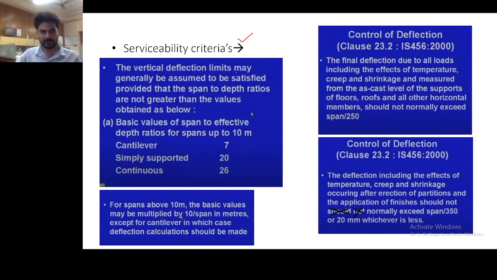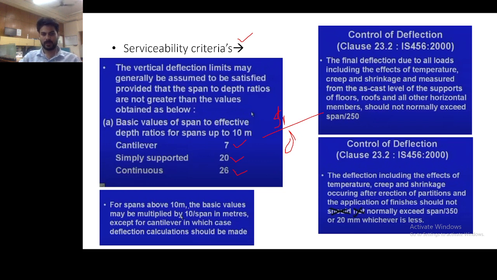The vertical deflection limit may generally be assumed to be satisfied, provided that the span to depth ratios are not greater than the values obtained as given below. Basic values of span to depth, up to a 10-meter span, should be 7 for a cantilever, 20 for simply supported, and for continuous it should not exceed 26. So the span by depth ratio should not exceed that. If it exceeds that, then there will be excess deflection.